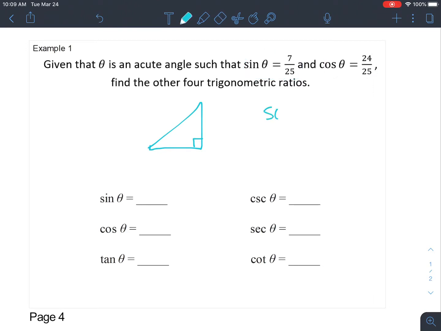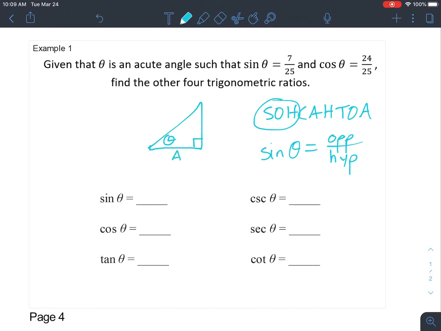Remember from the last lesson that we learned SOHCAHTOA. In the first part, we were told that sine of theta is equal to the opposite over the hypotenuse. So in this triangle, I'm going to go ahead and just mark theta wherever I want. And then we can take this triangle and label the three sides. We know that the adjacent is between theta and the right angle. Hypotenuse is the longest side across from the right angle. Opposite is across from theta.